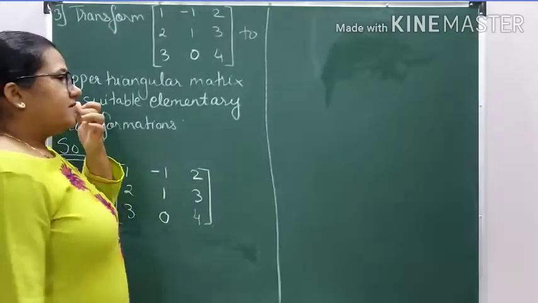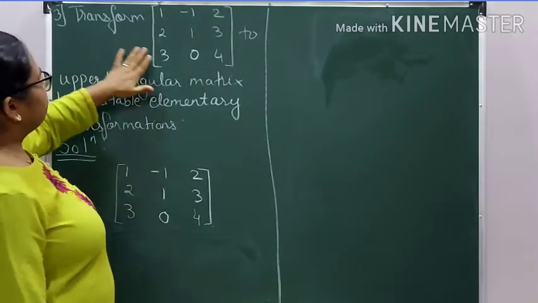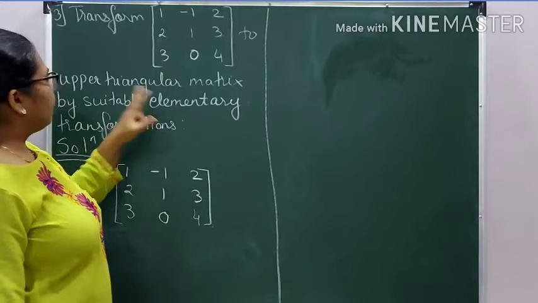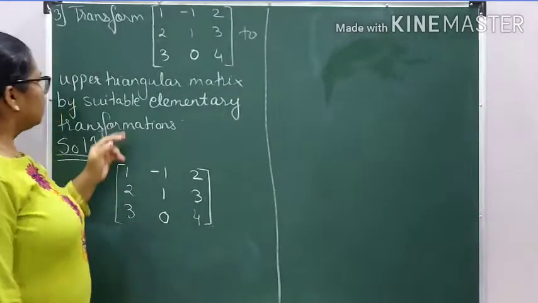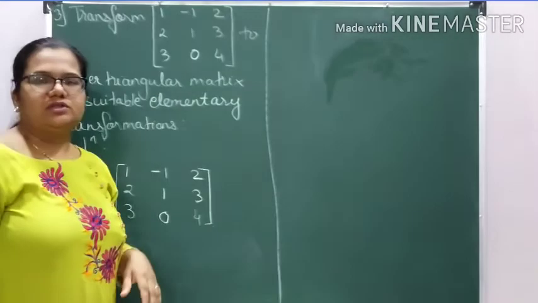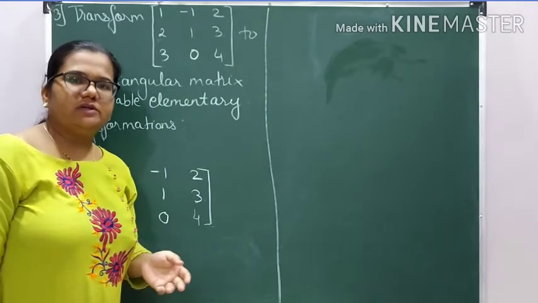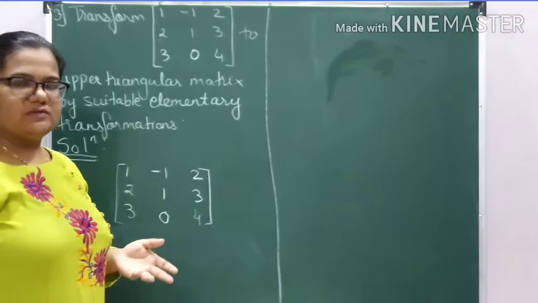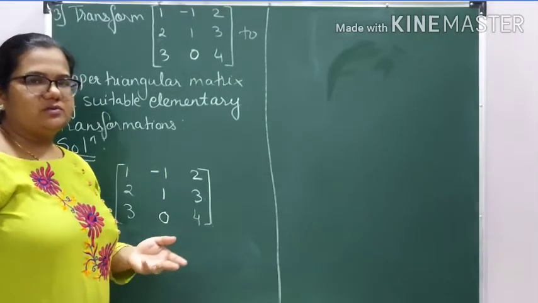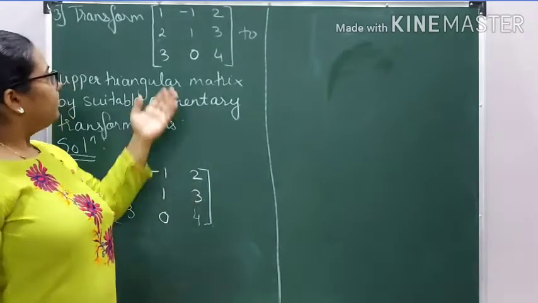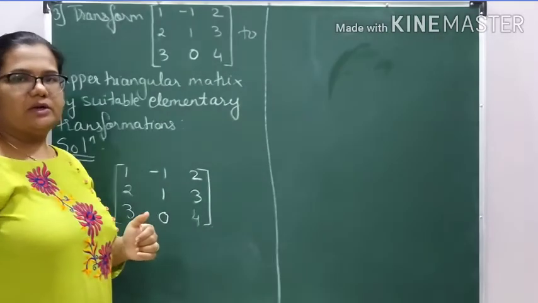Examples on elementary transformation. Let us move to the next example. Transform this matrix to upper triangular matrix by suitable elementary transformations. So we have seen three types of elementary transformations. Examples also we have seen. We have seen that elementary transformations are commutative. Now you have to convert this matrix to upper triangular matrix.